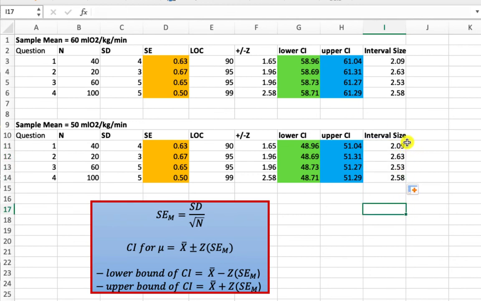And what we can notice is that when the mean changes, our interval sizes stay the same. But what happens is that our confidence intervals shift left or right. In this case, because we have a smaller mean compared to our first set of examples, you can see that the confidence intervals shifted the exact same units that the mean value shifted. So the difference between 60 and 50 is 10, and we can see that the difference between our various corresponding examples is a whole 10 units.